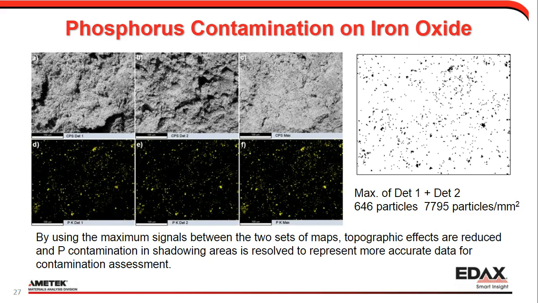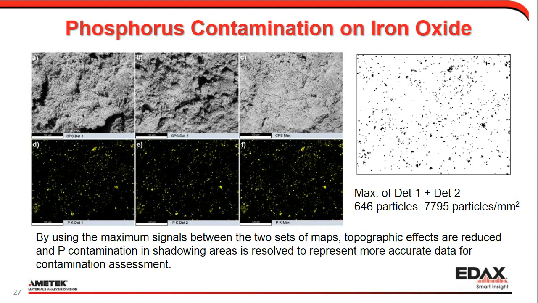And the same thing holds true for the phosphorus we show down at the bottom. It's a little harder to see because you don't have the same uniform signal, it's more individual particles. And now if we go in and look at how many particles we are seeing, we're now at 7,795 particles per square millimeter. So almost 1,000 particles more, or a little more than 1,000 particles more, compared to the detector we were looking at when we looked at just the individual detector maps. So that is a significant difference.